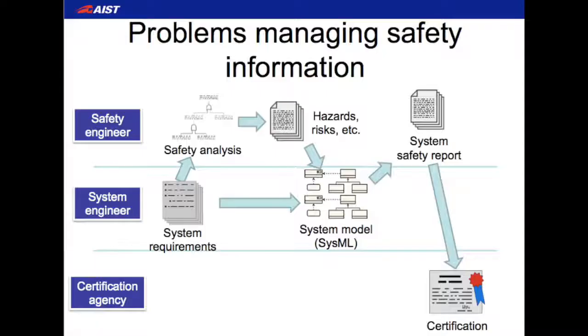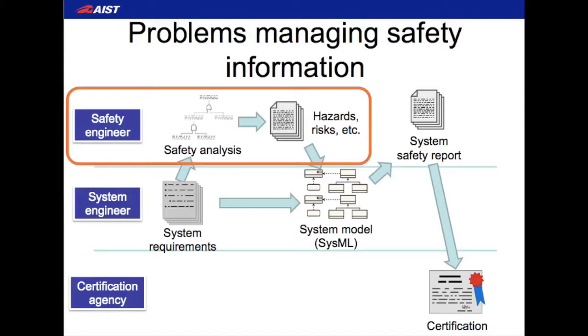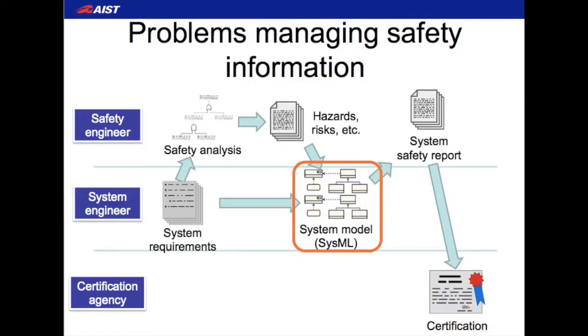So this slide shows an overview of the flow of safety information during the development of a safety critical system. In the middle we have a system engineer. He's developing a system and he's going to be responsible for designing it, producing the requirements and so on. Based on the requirements that he produces, a safety expert is going to produce a safety analysis, which is going to produce a list of things like the hazards and the risks and so on involved in using the system. And this is going to be combined into a system model, which will hopefully take into account these hazards and risks to produce safety features and therefore make the system safe.